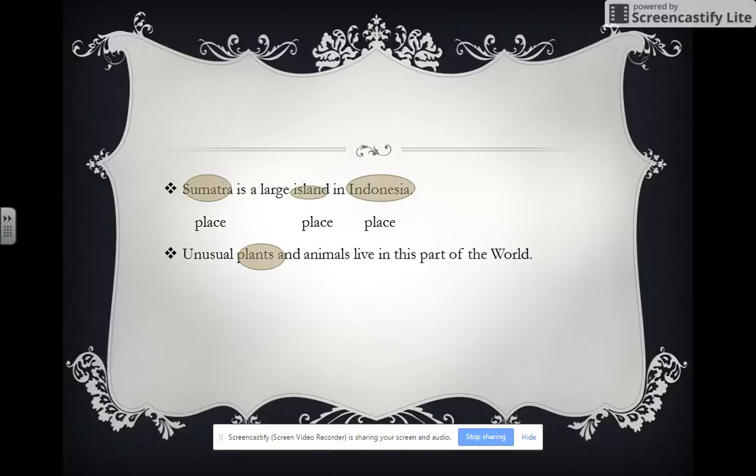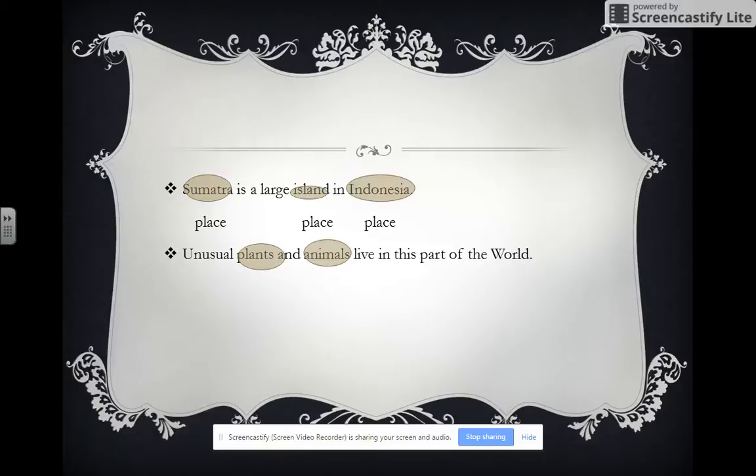And, is that a person, place, or thing? No. Animals, is that a person, place, or thing? Yes, that's a thing. That's a noun. Live, is that a person, place, or thing? No, in fact, live is a verb. That's an action. In, is that a person, place, or thing? No. This, is that a person, place, or thing? No.